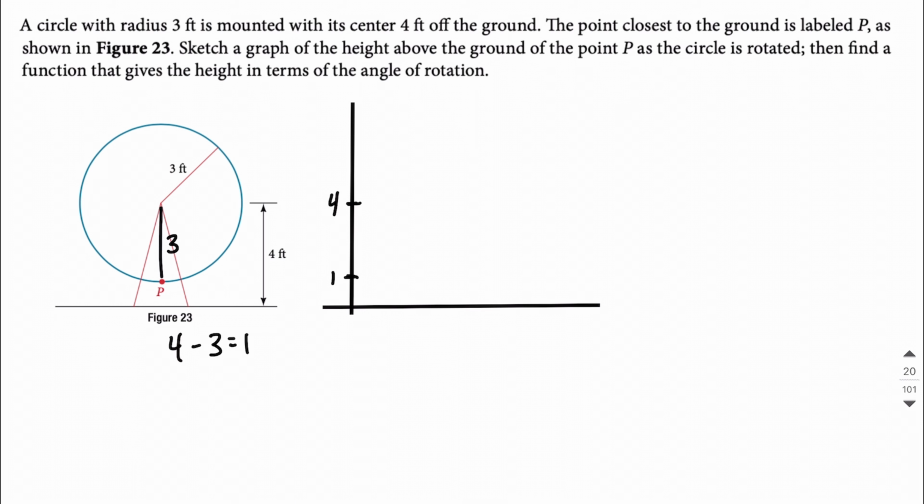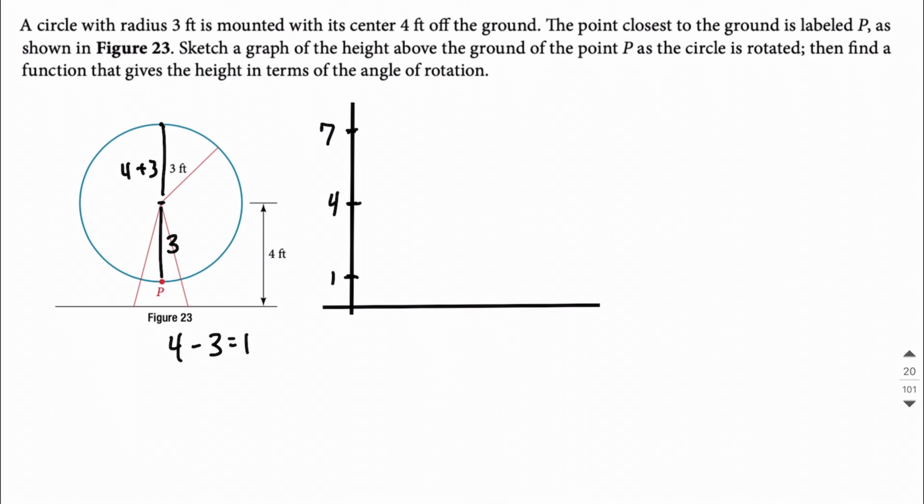All right, the highest point we're going to get to, we're also going to need that as well. Well, we start at the 4, and then we add 3 to that because the radius is 3. And then it looks like the highest value we get to would be 7 feet off of the ground. All of that's going to be kind of important as we go through this.